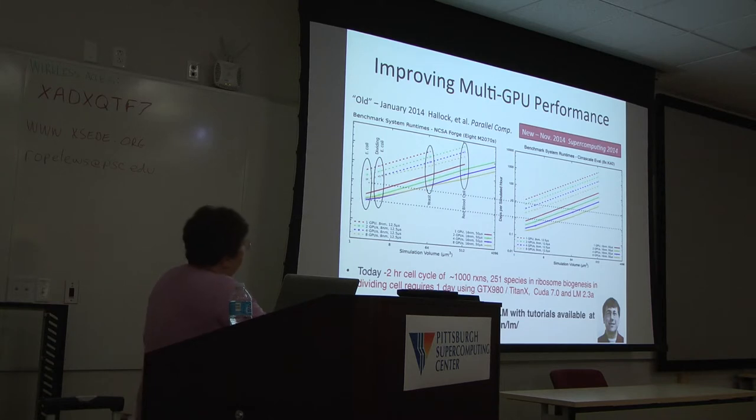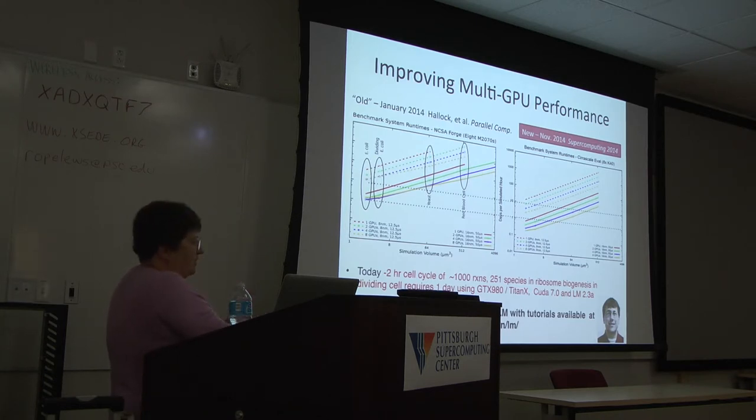Now, when we went over to these faster GPUs, the whole set of curves just moved down dramatically. And then if you do the ribosome biogenesis with the 32 nanometer, it falls even further. So this would be where the dividing cell would be. This would be where yeast is. So if you look at what I just showed you, that 2 hour doubling cycle with about 1,300 reactions, 251 species, it takes now just a day on the Titan X's. We're running here CUDA 7.0 or 7.5. So you can do the entire translational replication assembly network in a day on these GPUs.